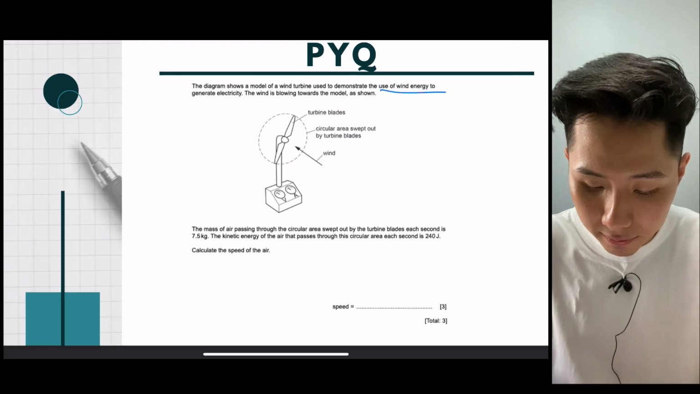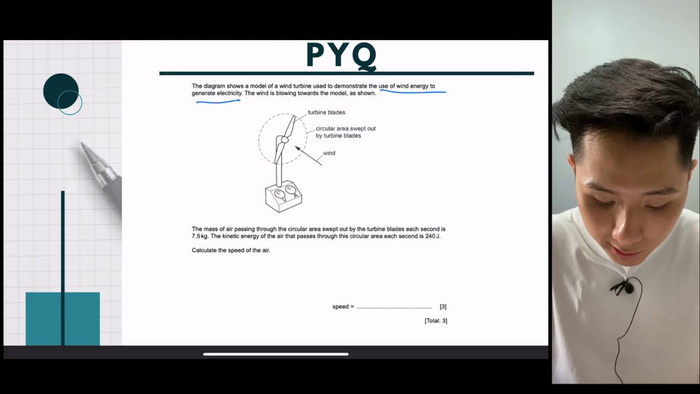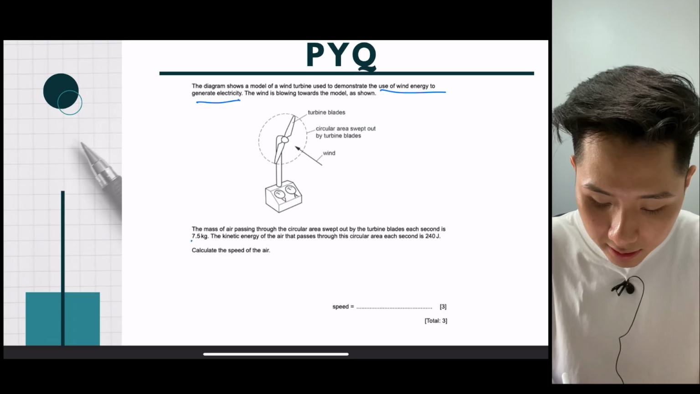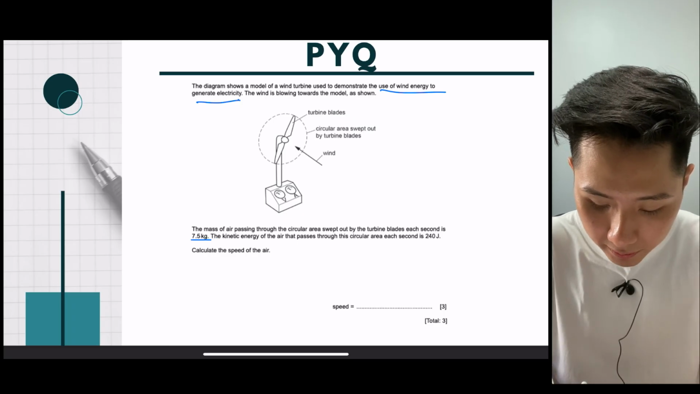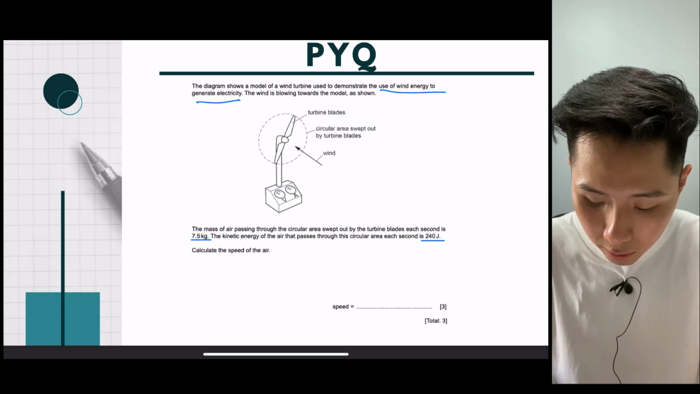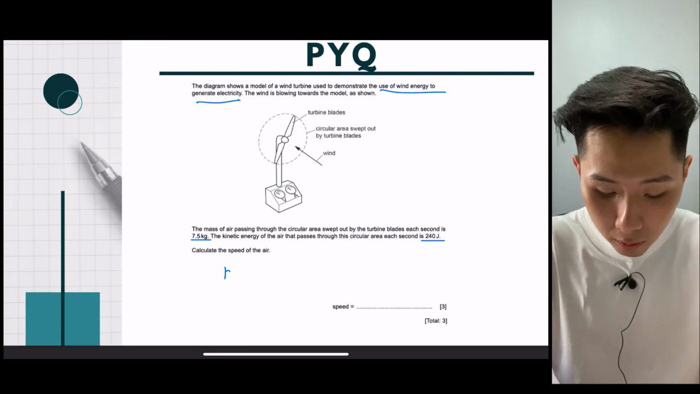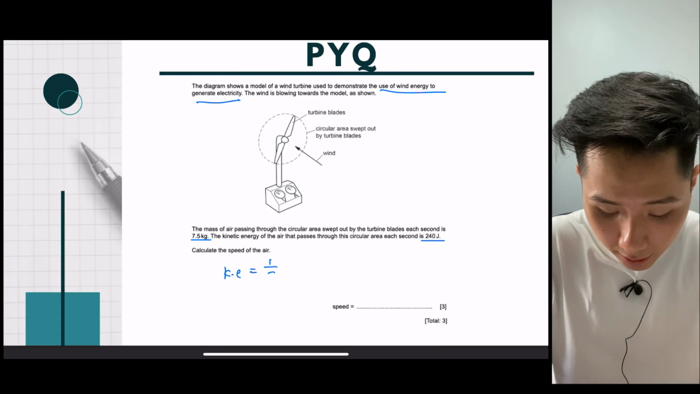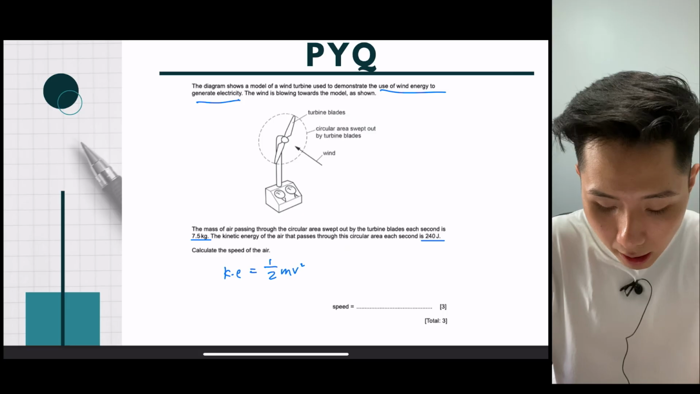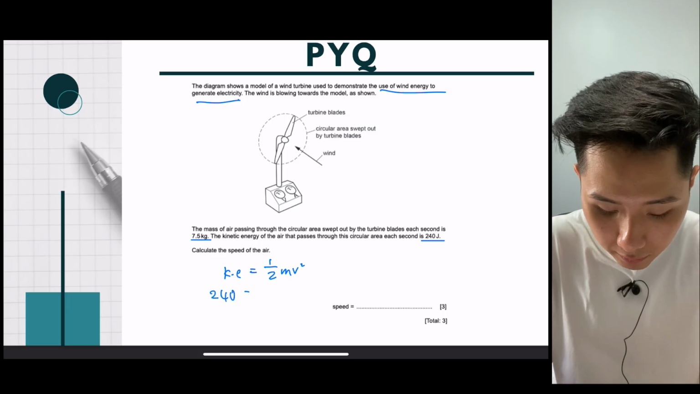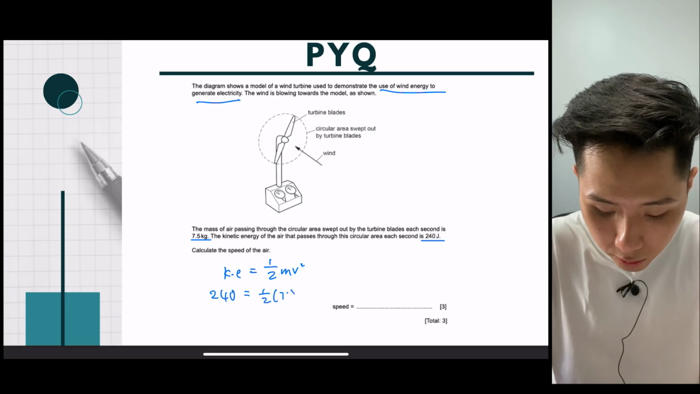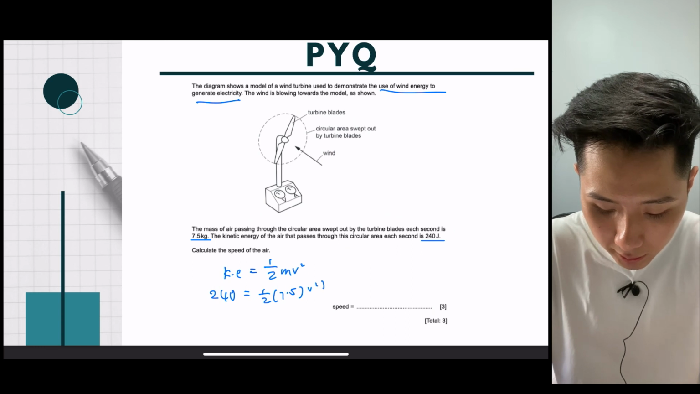So the last question of this video: the diagram shows a model of a wind turbine used to demonstrate the use of wind energy to generate electricity. The mass of the air is 7.5 kilogram, and the kinetic energy is 240 joule. It's pretty simple. We just use the kinetic energy formula, half mv square. Kinetic energy is 240, equal to 1 over 2, 7.5 v square.